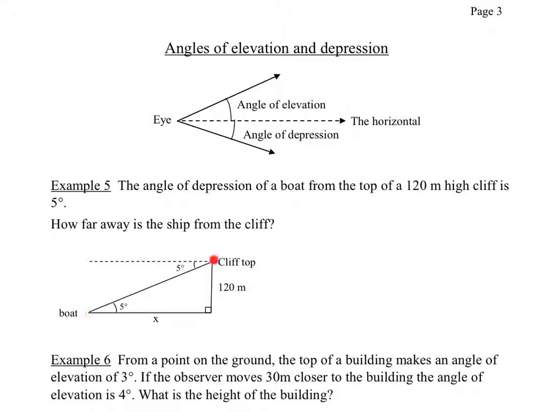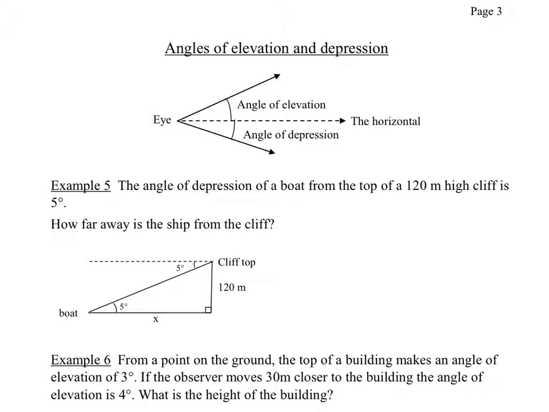So we now have a triangle with some information about it. We're told that this angle here is 5 degrees, that the cliff is 120 meters, and we're asked how far away the ship, the boat, is from the cliff. So we're asked what x is equal to.